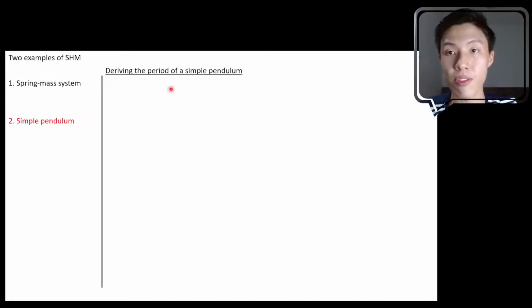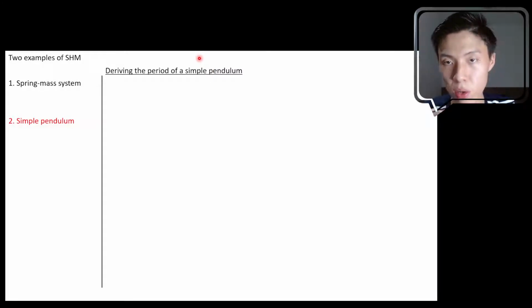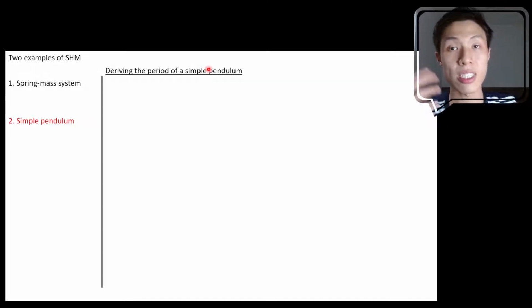Let's try to derive the period of a simple pendulum right now. To derive the period of a simple pendulum, let's see what steps we follow to determine the period of a spring mass system first. Then we'll do the same thing, but now on a simple pendulum.